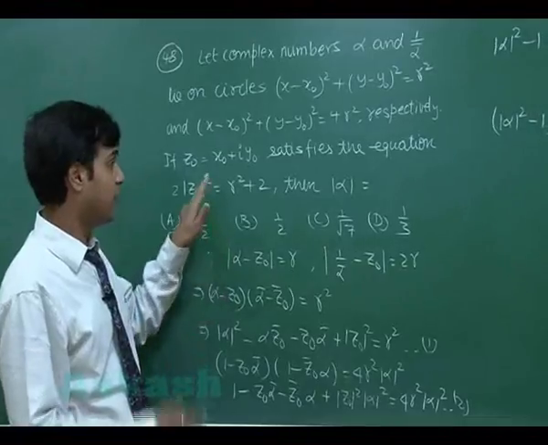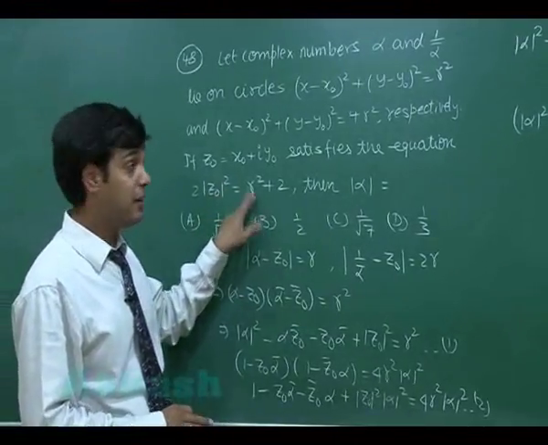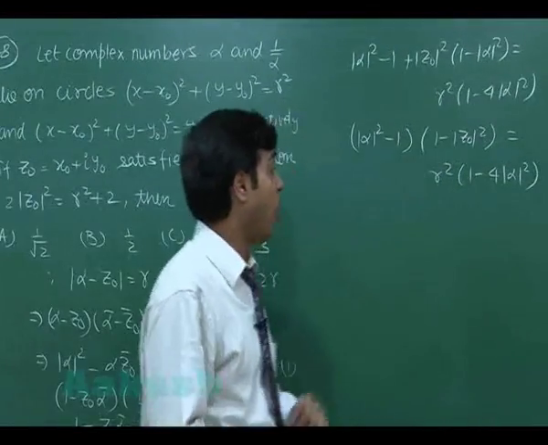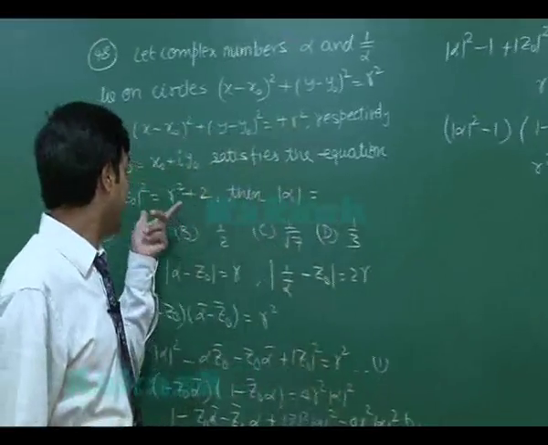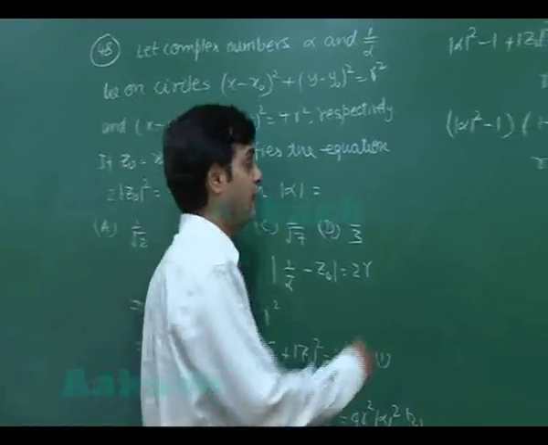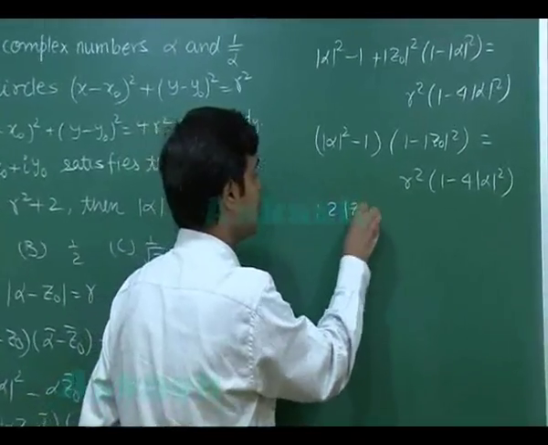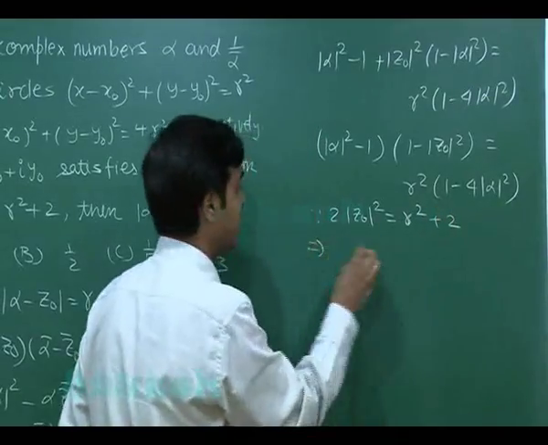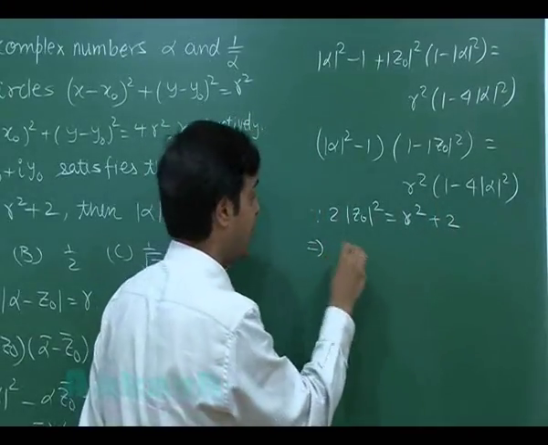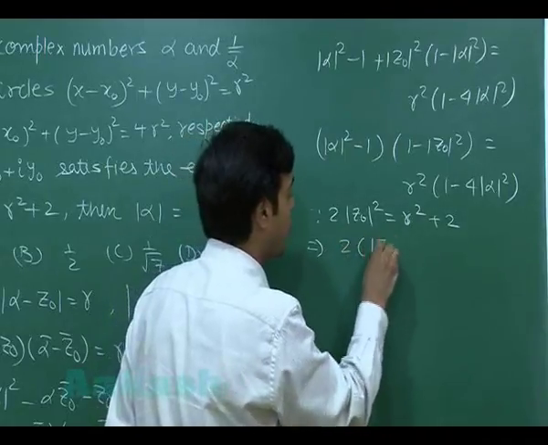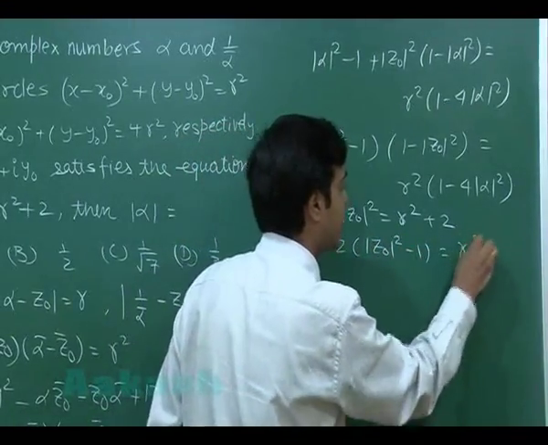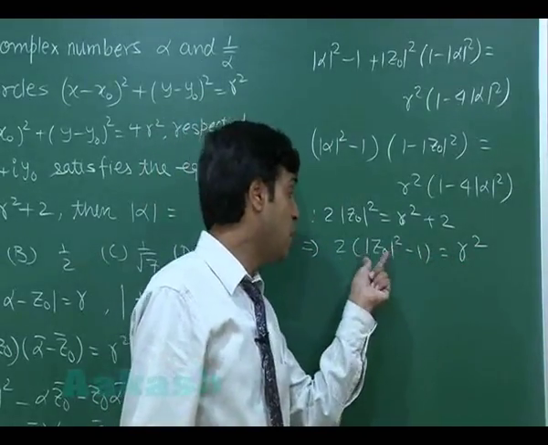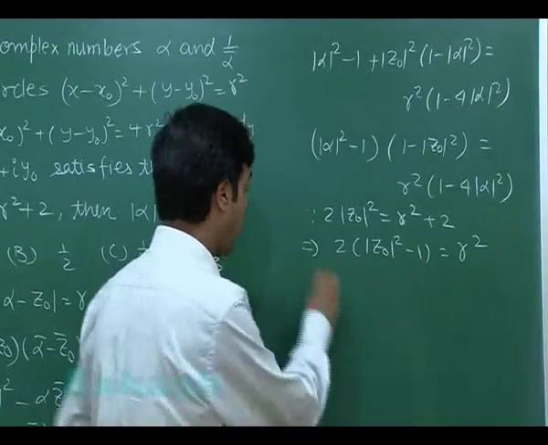I can read this equation from here, r square is required here, I can put it in this equation. Or what I can say is this given equation can be rewritten as, since twice mod z naught square is equal to r square plus 2, if I take this 2 on the left hand side, I have 2 into mod z naught square minus 1 is equal to r square, that is, the value of r square is 2 times mod z naught square minus 1.